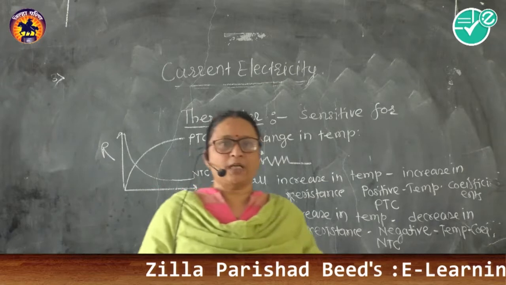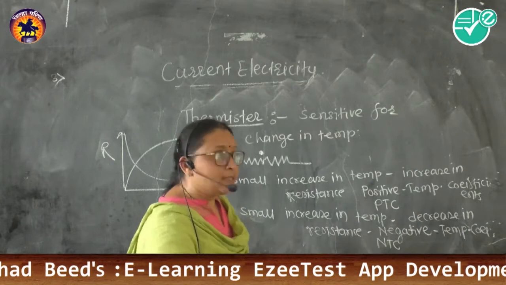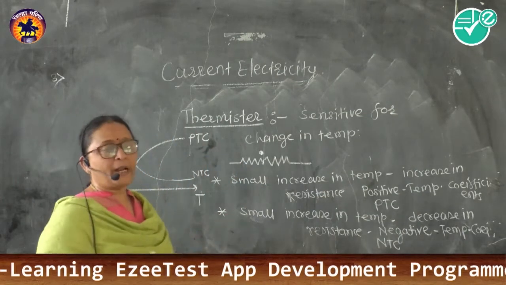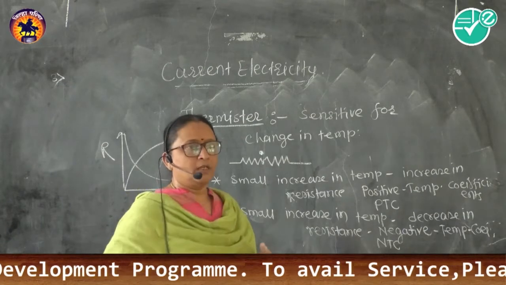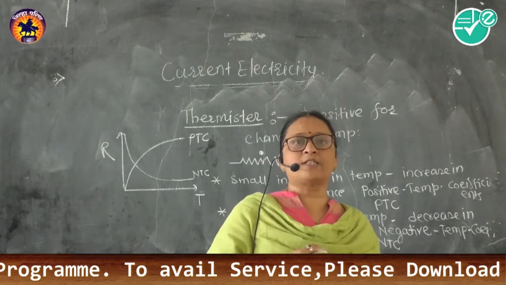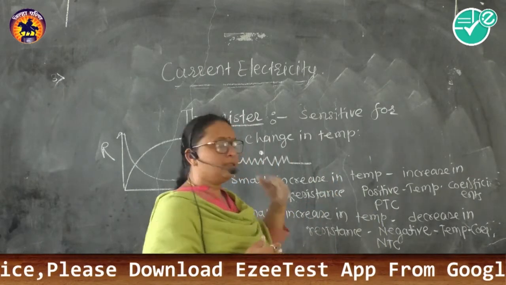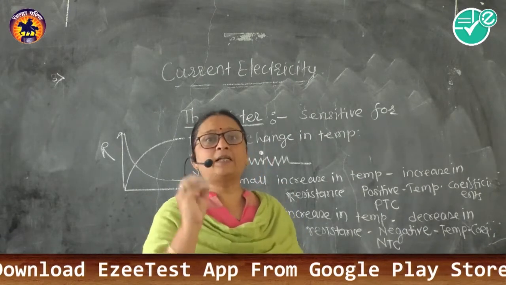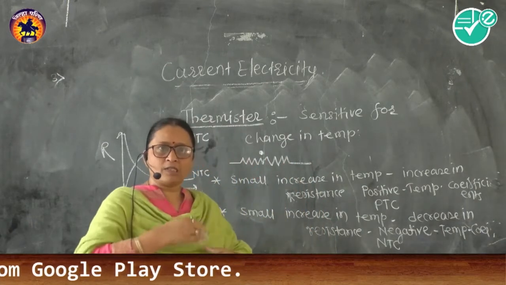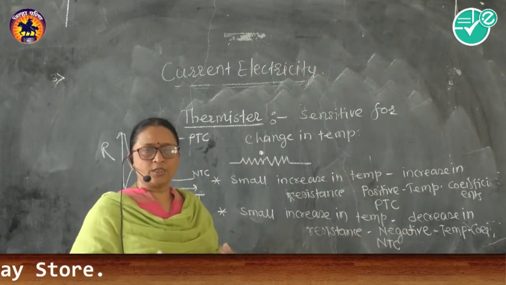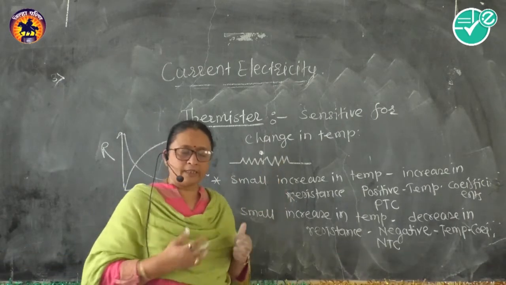The property of thermistor, which is very sensible for any change in temperature, causes very number of practical uses, because these thermistors are used in thermal sensors, remote thermal sensors, as well as in digital thermometers, because any small change in temperature causes a rise in resistance or decrease in resistance. This property is used in that digital thermometers.